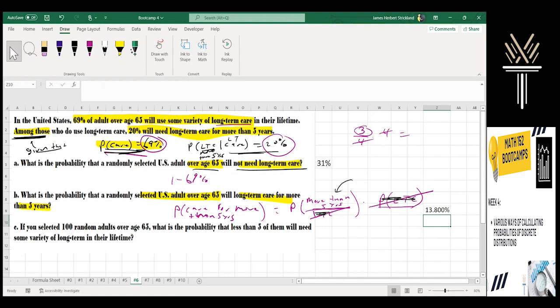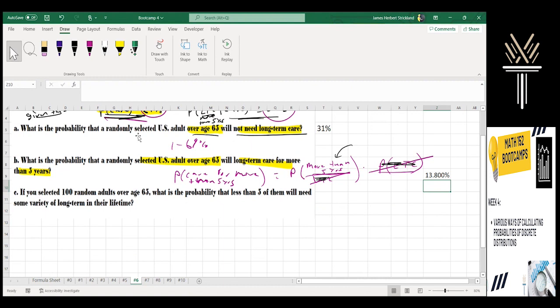It's at least 13.8%. Just times those two probabilities together, because you want to cancel out the long-term care category and just look at the overall population of more than 5 years. And there's another way of doing that question, and I'll show you later on when we get more into independence. Not today.